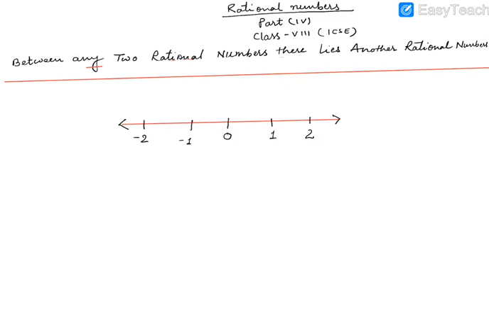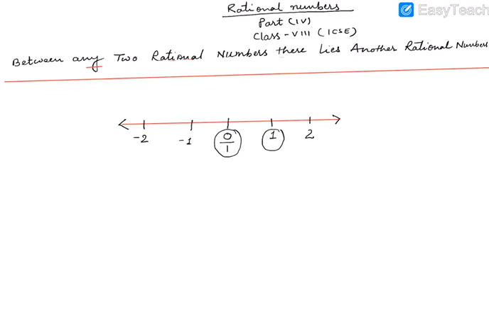So why is 0 a rational number? Because we can write 0 as 0 upon 1. So any number which is written in the form of p upon q, when q is not equal to 0, that number is a rational number. 1 can also be written as 1 upon 1. 2 can be written as 2 upon 1. So 0 is a rational number, 1 is also a rational number.